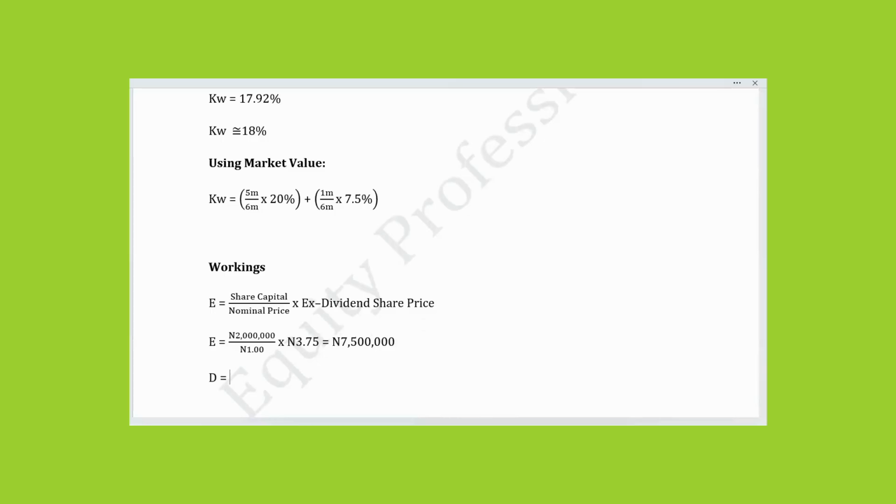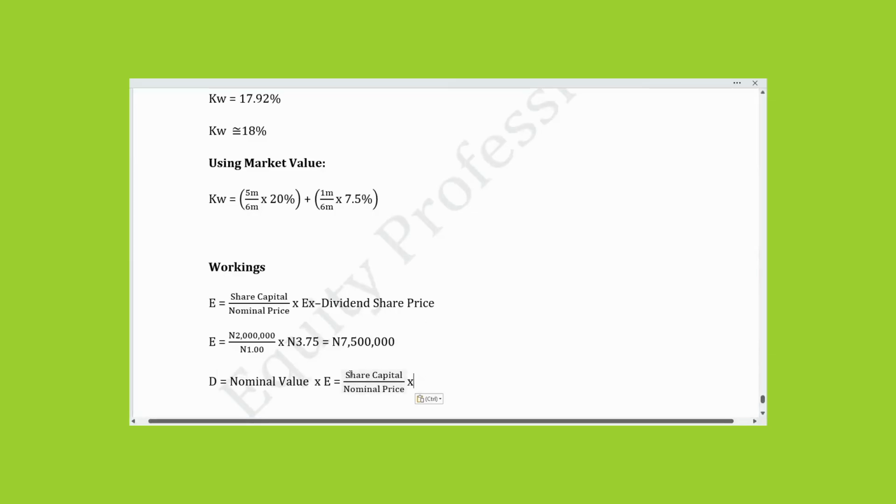Then you calculate the market value of the debenture. The market value of the debt is the nominal value multiplied by X interest price, divided by 100 naira. You can see the examiner did not tell you whether the debenture is quoted at 100 naira per unit, so you are going to assume it's at 100 naira.